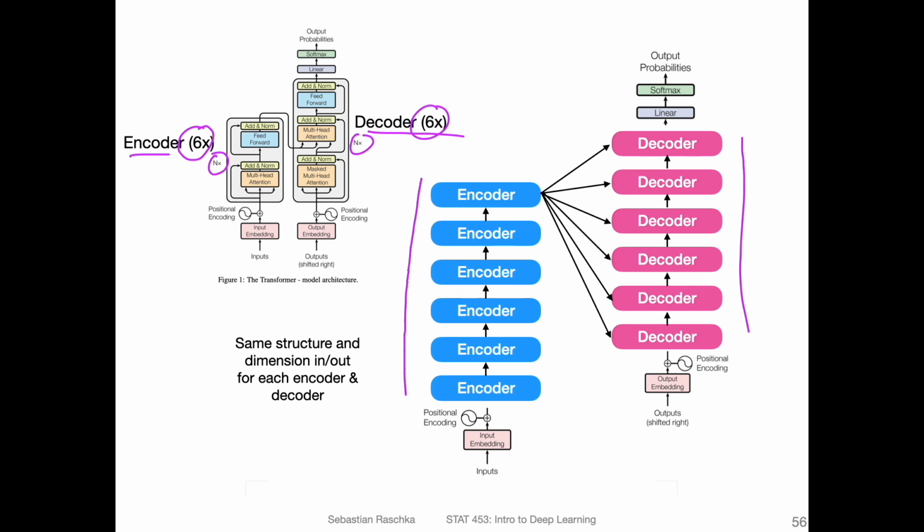The structure of the encoders and the decoders is the same, it's just repeated. There is no weight sharing. They are separate, so they are separate encoders, but they have exactly the same structure, and the same is true for the decoders.